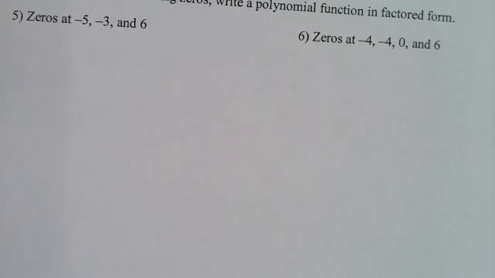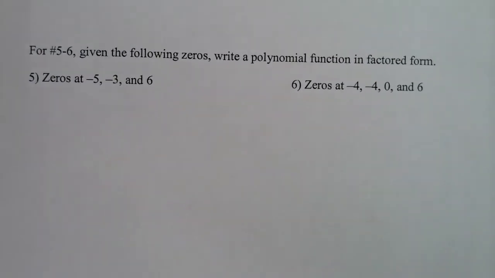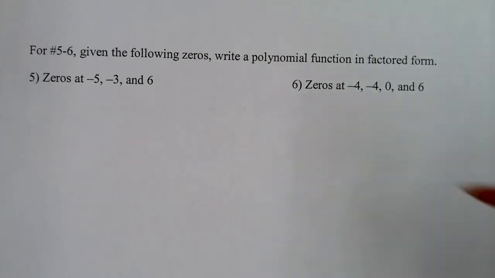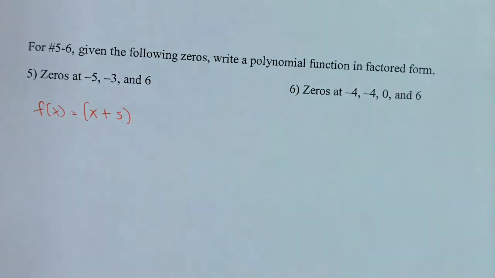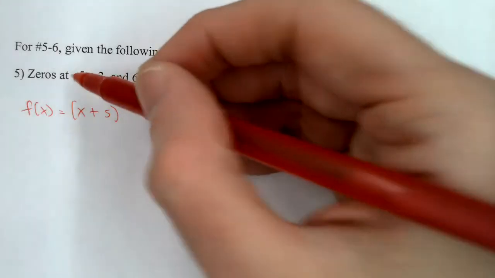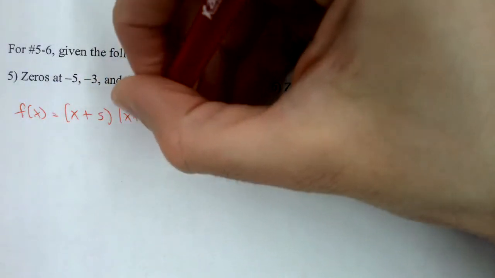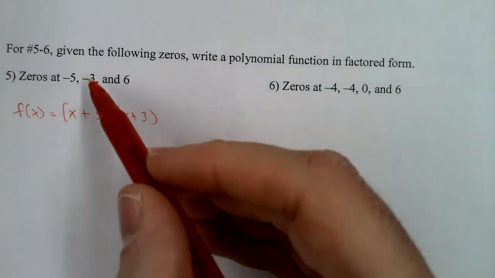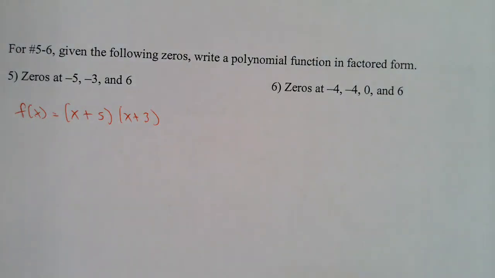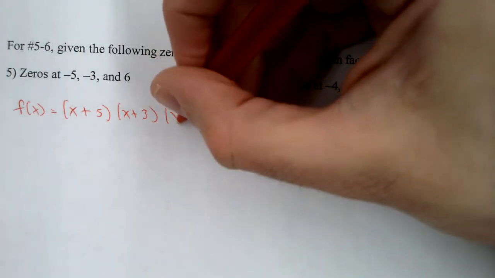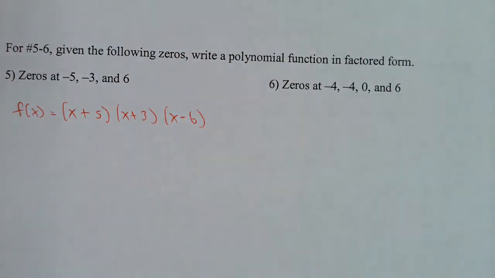Next page. Number 5 and 6 should be the fast ones. Write in factored form. So if there's a 0 at negative 5, that means x plus 5 is a factor, because when you do x plus 5 equals 0, you get negative 5. If there's a 0 at negative 3, then it means x plus 3 is a factor, because when you do x plus 3 equals 0, you get negative 3. And if there's a 0 at 6, then it means x minus 6 is a factor, because when you do x minus 6 equals 0, you do get x equals 6.